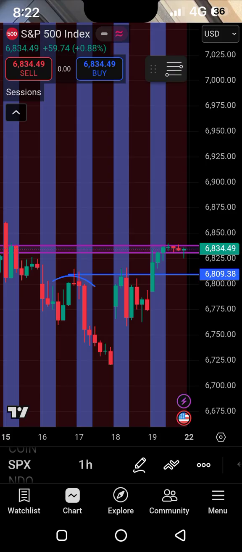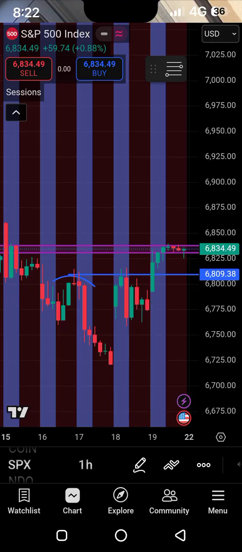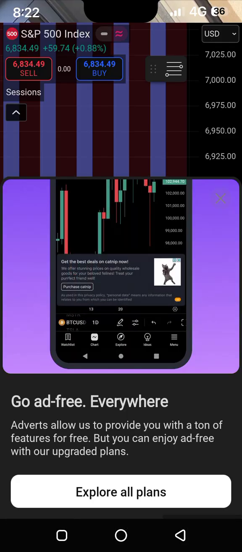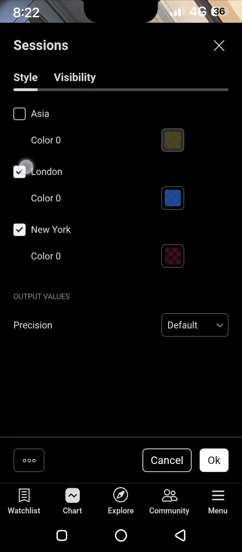It's not always a must, but I'm just showing you that during the London, you should always be looking out for areas where price is going to become bullish or bearish. We are looking for areas where we shall have continuations, as simple as that. Then the New York is usually a continuation. Let me just remove the London so that I shall remain with only the New York.